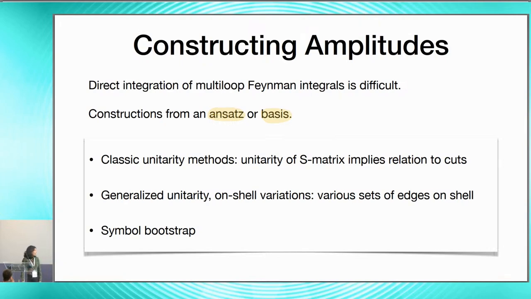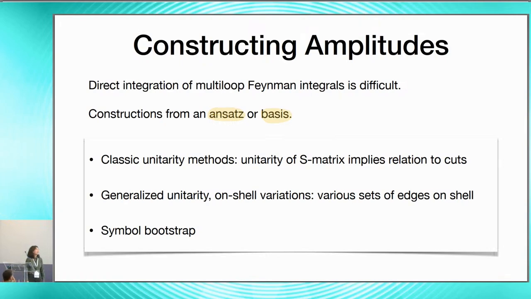This led to variations of this, which were more powerful. So besides taking some on-shell constraints that are directly related to the unitarity of the S matrix, what happens if you start putting more of the legs on shell? This is called generalized unitarity, not really generalizing unitarity itself, but generalizing the on-shell condition. These are called on-shell methods very broadly, and this allows you to put down more classes of constraints on your original ansatz or basis.